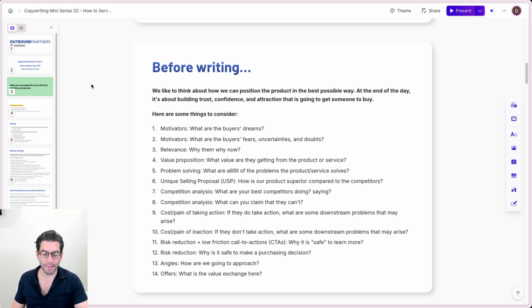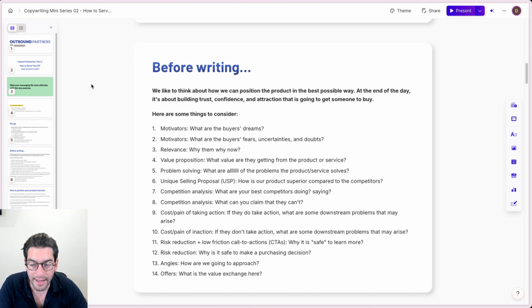And sometimes it's a matter of looking at what everyone else is claiming and then seeing what you can claim that is untouched territory, so that you can own that space. So yeah, what can you claim that they can't?